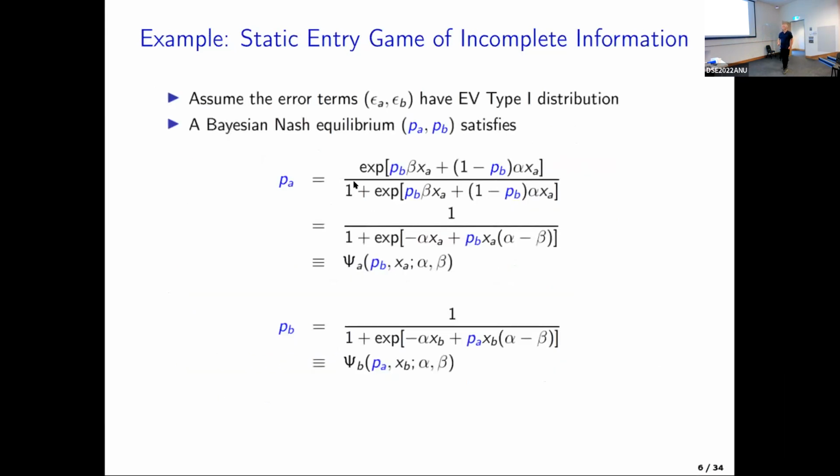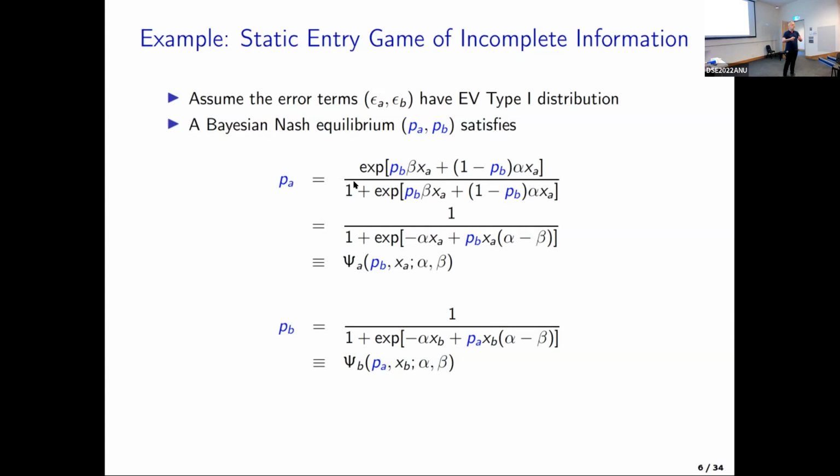Okay, so assuming that they are extreme value, you can derive the Bayesian-Nash equilibrium equations here. You basically get these best response functions for each of the two firms that depend on the probabilities of their opponent.